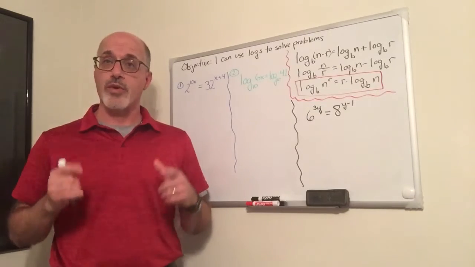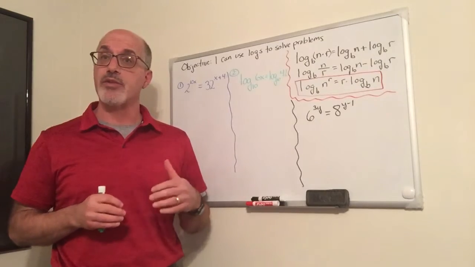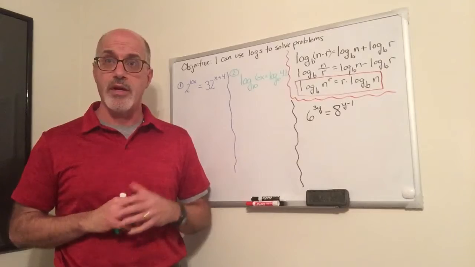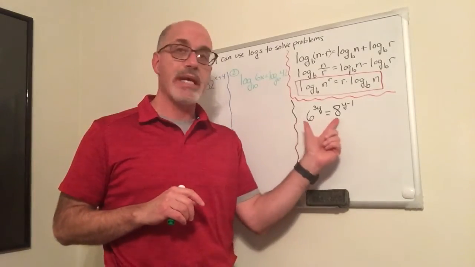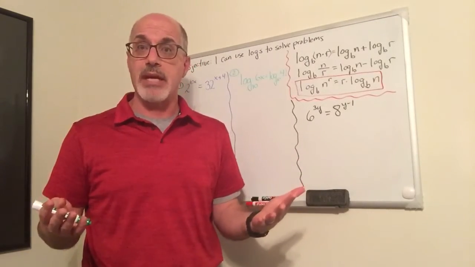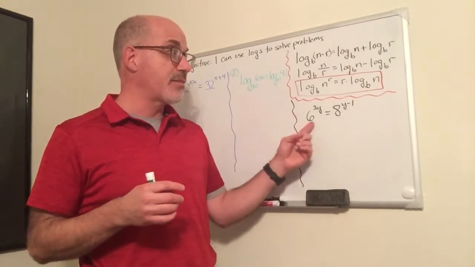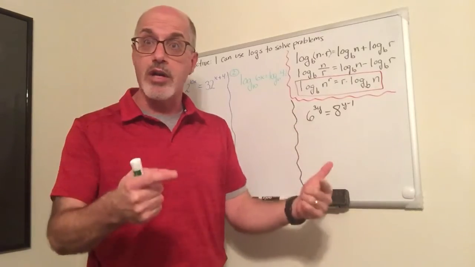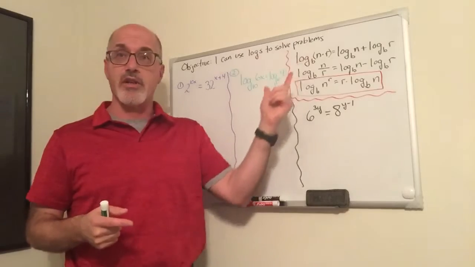In this lesson, we're going to take what we learned about common logs and apply it to solve exponential problems that we weren't able to solve before. Our goal is to get to a problem like this where we have two bases that are not alike and we can't get them to be the same base. Before, if they could get to be the same base, we could solve them. Now if they aren't the same base, we can use logs to solve that. So that's our goal. Our objective is to use logs to solve problems.